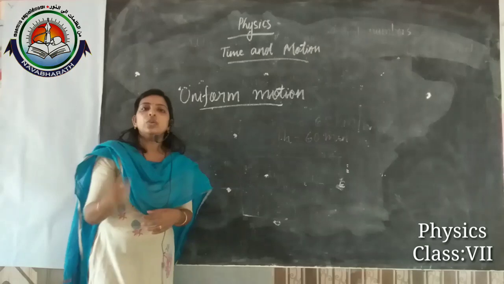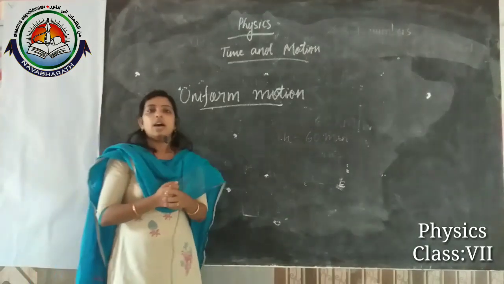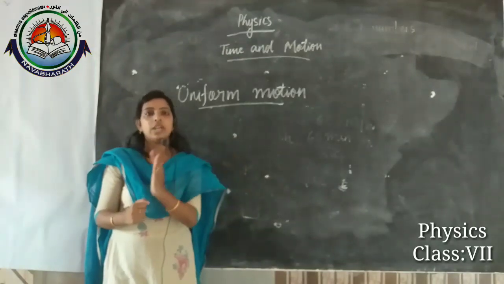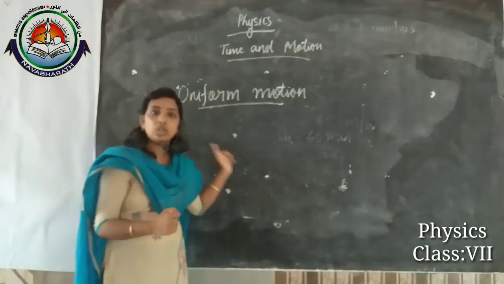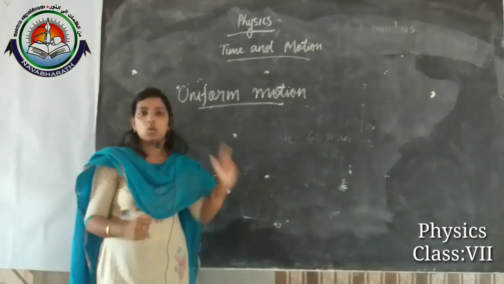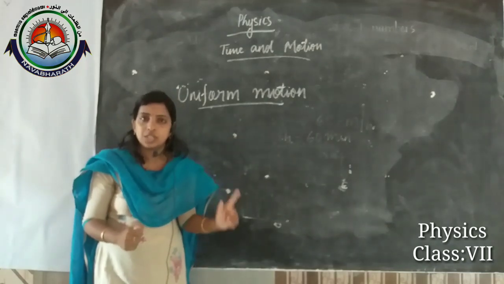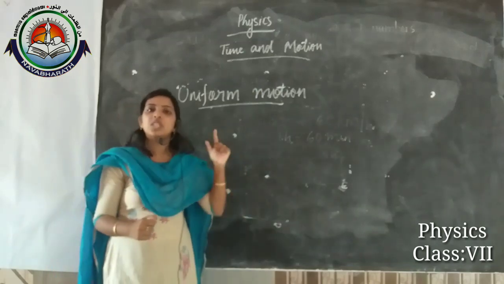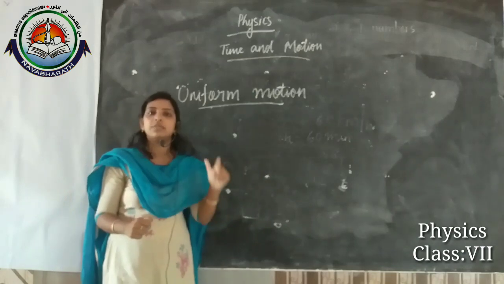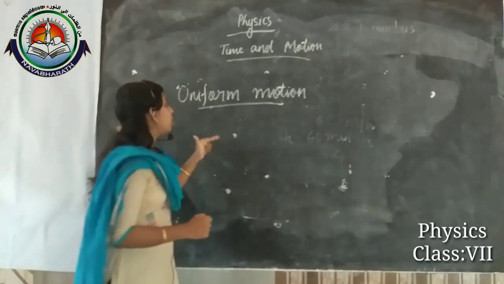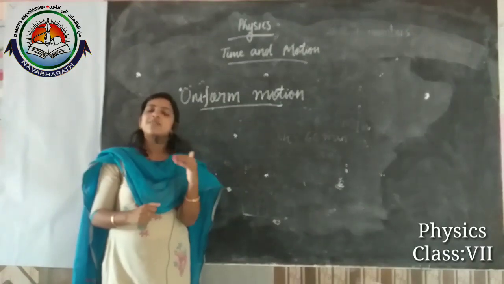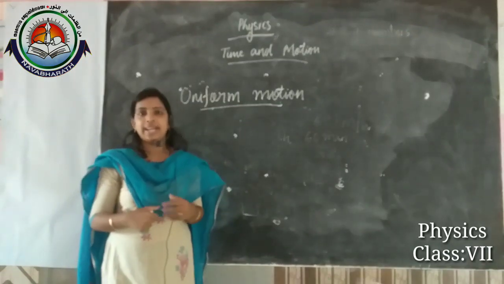Uniform motion is the motion in which an object is moving along a straight line path and the speed of that object is constant, which means that the object covers equal distance in equal intervals of time. Then we can say that the object is undergoing uniform motion, right? This we can explain with the help of an example.